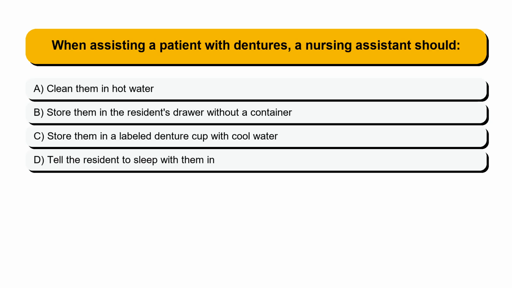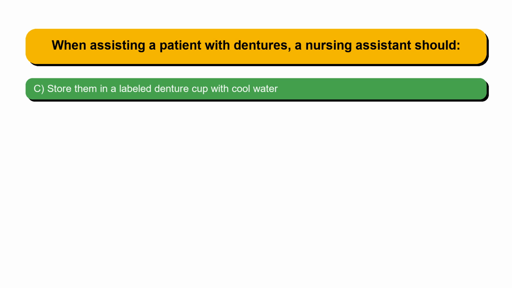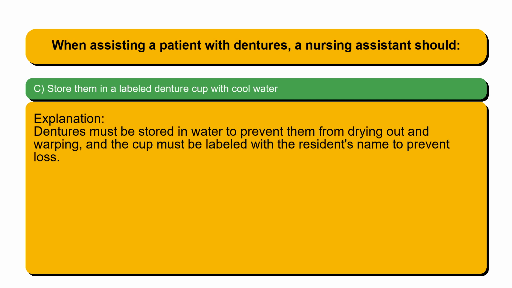Question 10. When assisting a patient with dentures, a nursing assistant should Option A. Clean them in hot water. Option B. Store them in the resident's drawer without a container. Option C. Store them in a labeled denture cup with cool water. Option D. Tell the resident to sleep with them in. The correct answer is option C. Store them in a labeled denture cup with cool water. Dentures must be stored in water to prevent them from drying out and warping, and the cup must be labeled with the resident's name to prevent loss.